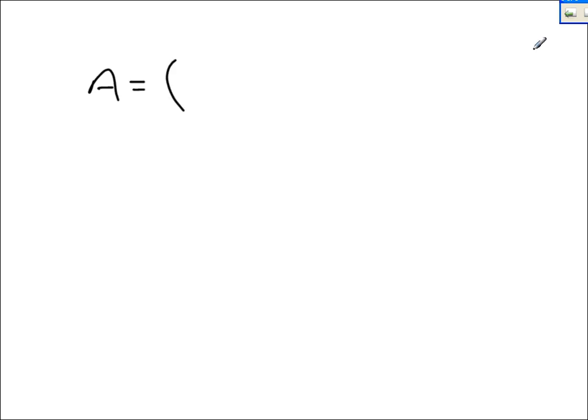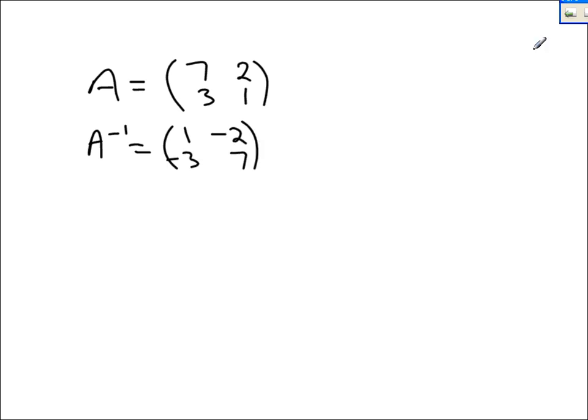Right. So, see if it's working now. A would be 7231, and A inverse will be 1, -2, -3, 7. I just know that, believe it or not. And B will be 5, 3, 3, 2. And B inverse will be 2, -3, -3, and 5.